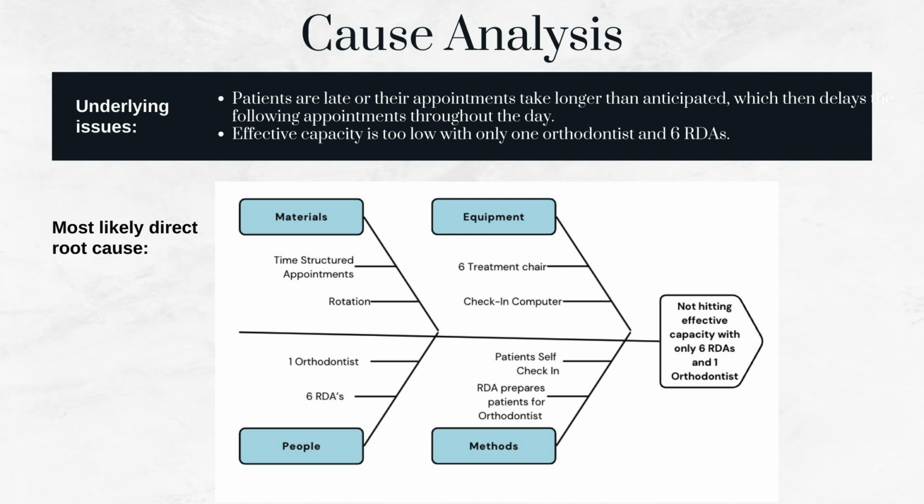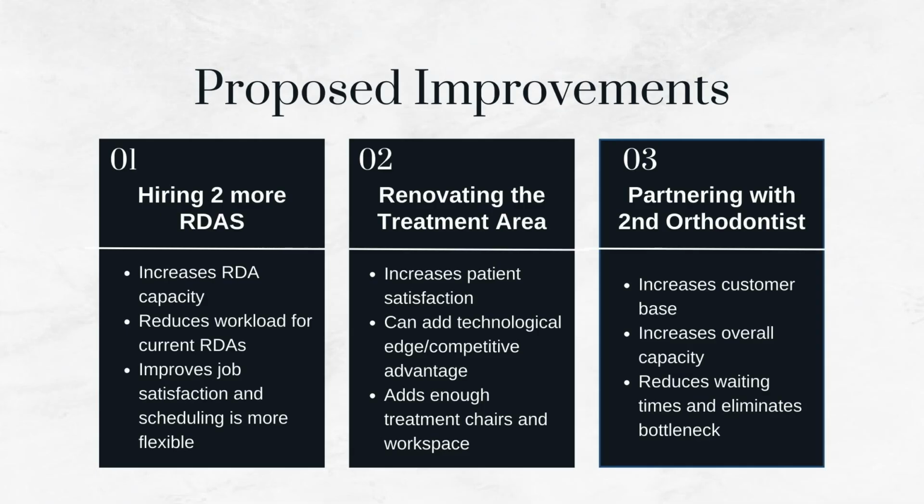Starting with the materials, here we have our time-structured appointments and our rotation between orthodontists and RDAs. Following by equipment, here we have our 6 treatment chairs and our check-in computers. Then we have people, which would be our 1 orthodontist and our 6 RDAs. And the methods we have in place would be the patient self-check-in and our RDAs preparing patients for the orthodontist. When evaluating the different categories, we come to the conclusion that our processes and methods are effective, but our root cause of not hitting effective capacity would be only having 6 RDAs and 1 orthodontist.